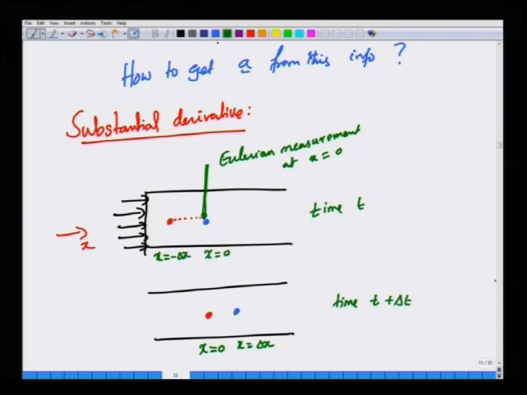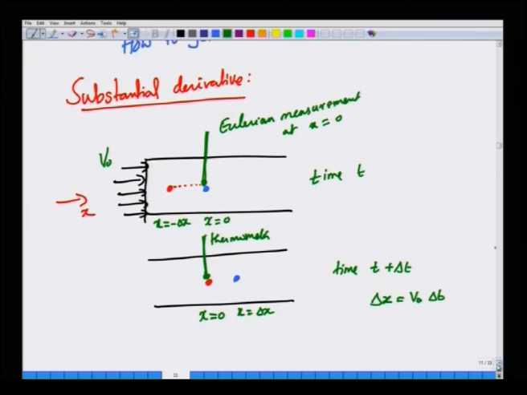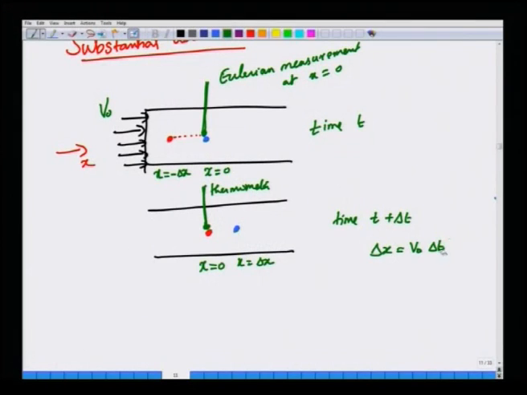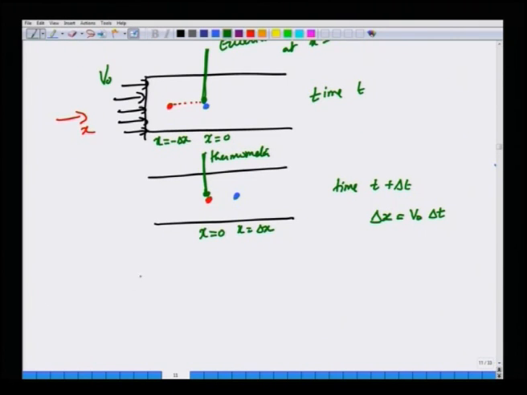The thermometer is kept still at x equal to 0, and the fluid is flowing. So, fluid motion takes the blue point which was at x equal to 0 to x equal to delta x. Since the velocity is constant v 0, delta x will be v 0 times delta t. It is a uniform motion, velocity is constant at each and every point in space and time. So, the displacement delta x is v 0 delta t. Now, what is the thermometer measuring?